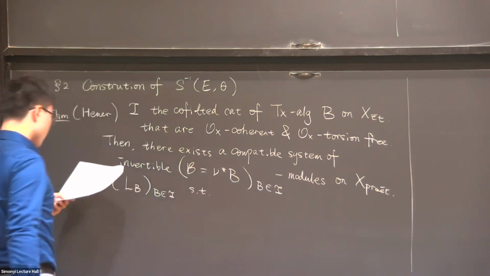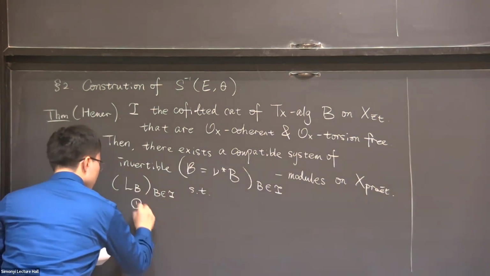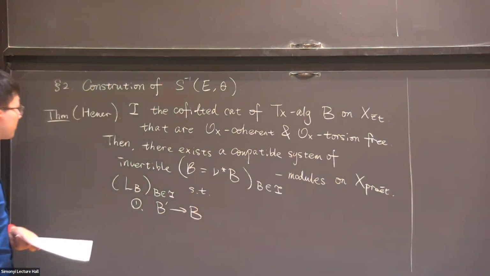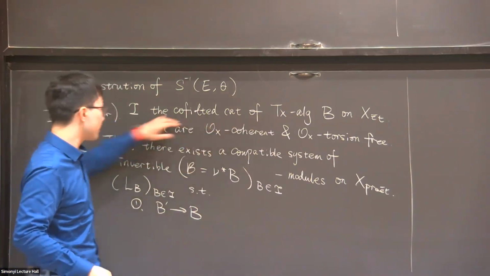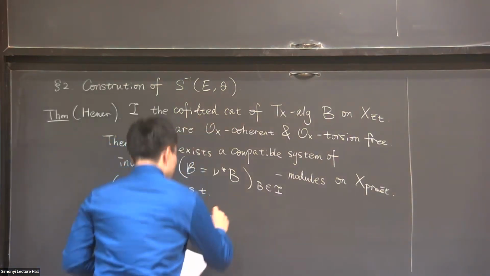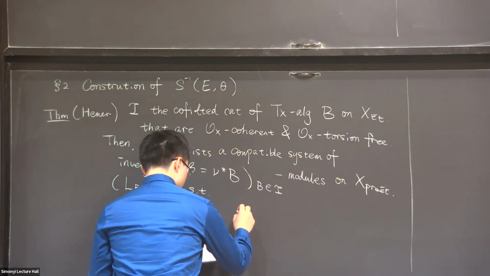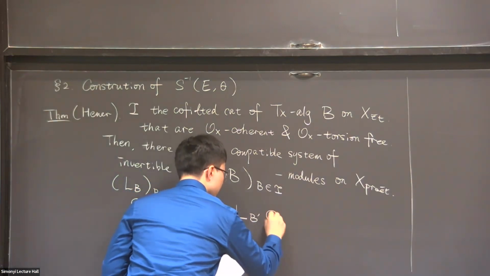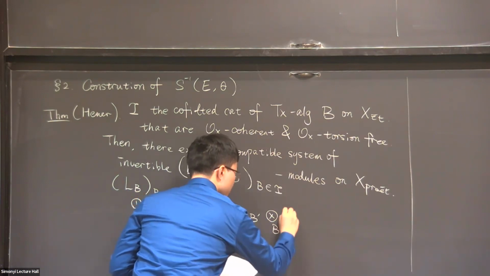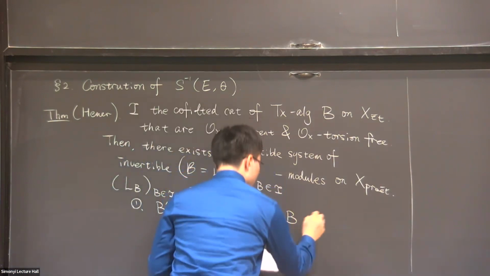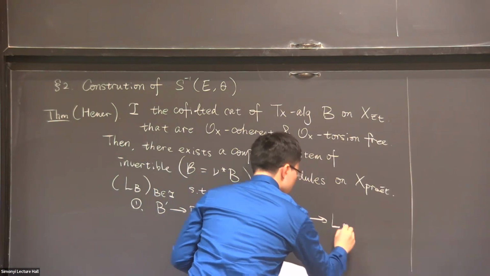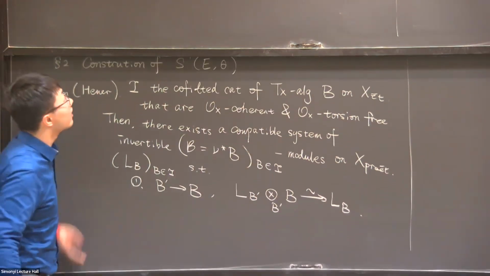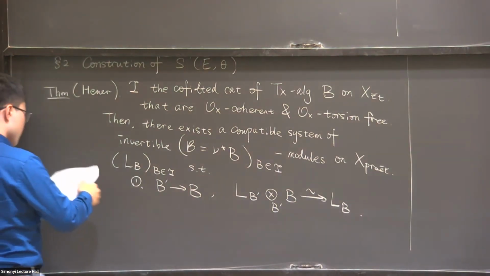They satisfy the following conditions. For every map of Tx algebras in this category, the transition map from LB prime, tensor B prime, pulled back to B, to LB, is an isomorphism. So all of these transition maps are isomorphisms.